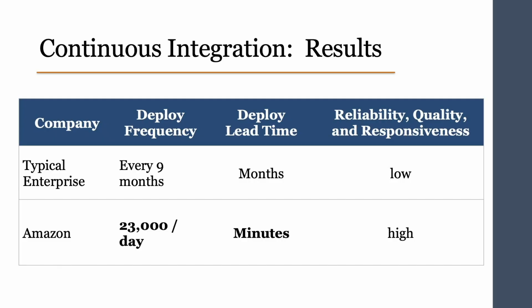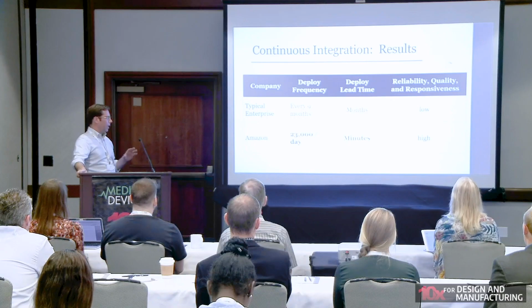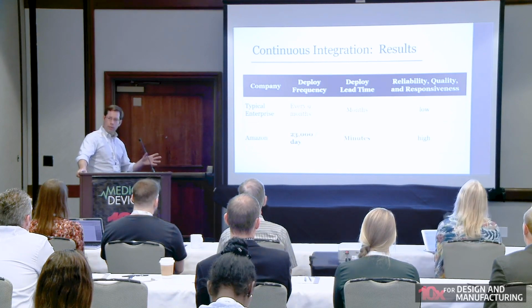So if you look at, going back a few years to a typical enterprise, you would have a deployment frequency of every 9 months; you would get a new version of software. And if there was an urgent business need to go through all of those manual steps, again, it was months. And because you had this very slow feedback time, you had low quality, low responsiveness, low reliability. You couldn't get fixes to the application if you discovered them in the field.